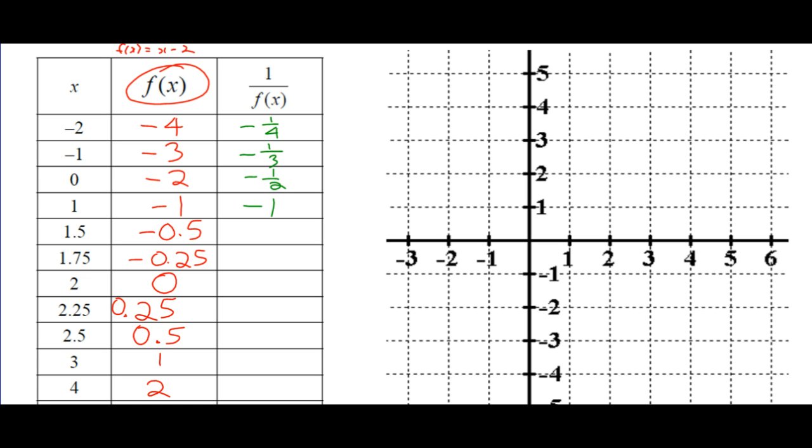-1, what's the reciprocal of -0.5? -2. What's the reciprocal of -0.25? -4. What's the reciprocal of 0? Undefined. Okay, well, that's going to be interesting how we're going to graph that, right? So what does it mean it's undefined? What's the reciprocal of 0.25? +4. +2, +1, and 1 over 2.